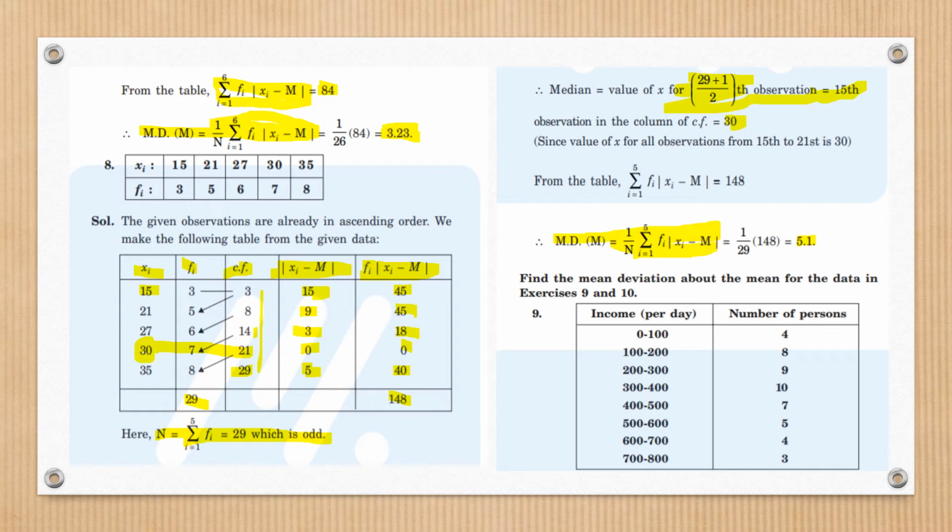Now let us start with the questions involving continuous distribution, with class intervals. So find the mean deviation about the mean for the data in number 9. Here the intervals are given and the number of persons, meaning the frequency, is given. Income per day, the class intervals are given, and here the number of persons means the frequency.